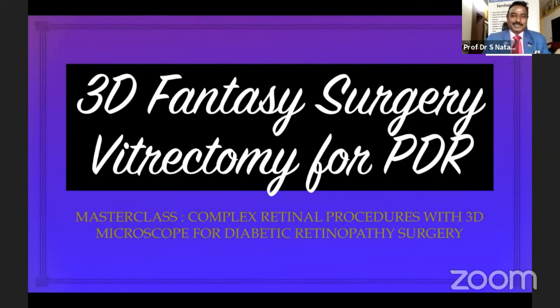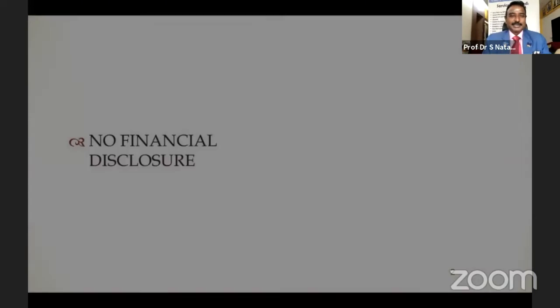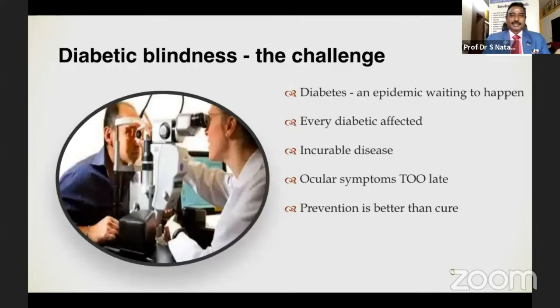So I use the word 3D fantasy surgery, vitrectomy for proliferative diabetic retinopathy, no financial disclosure. And all of us know diabetic blindness, the challenge, it's an epidemic happening, and every diabetic gets affected in some way or other. It's an incurable problem, and ocular symptoms come too late, and prevention is better than cure.